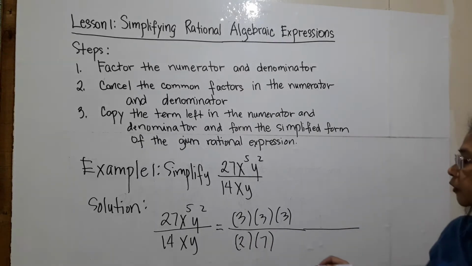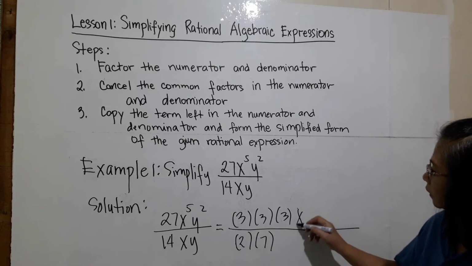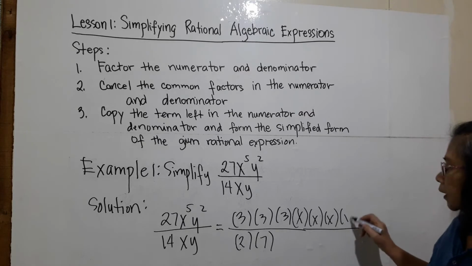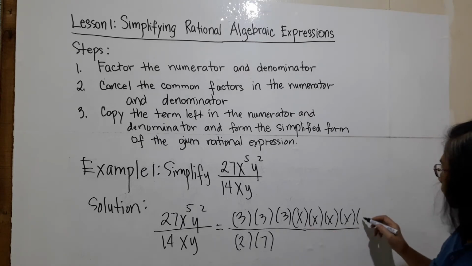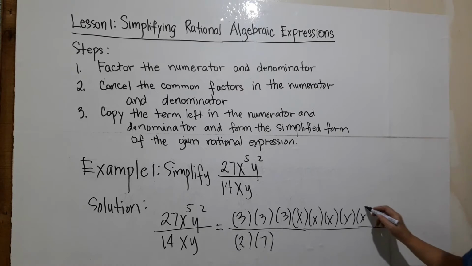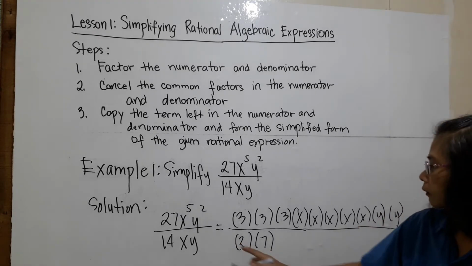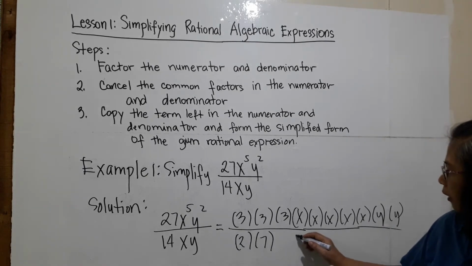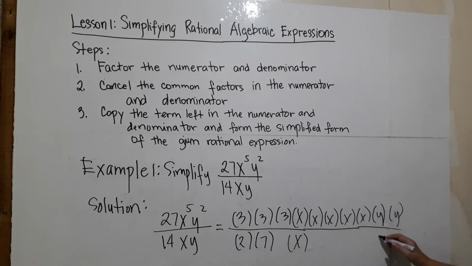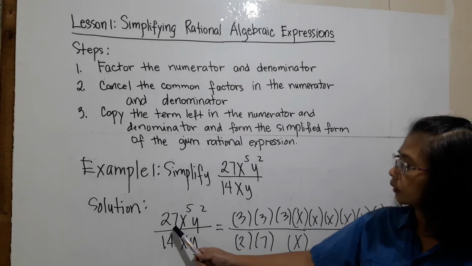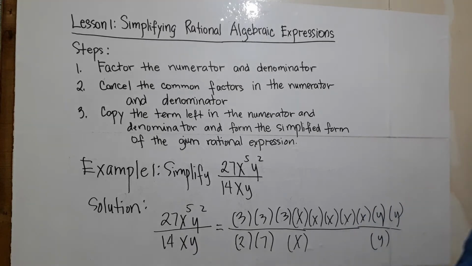For the literal coefficients, we have x, 5 x's, x, and x. Then for the y's, we have y and y. For the denominator, we have 1x and 1y. What do you notice with the factors of the literal and numerical coefficients in the numerator and denominator?